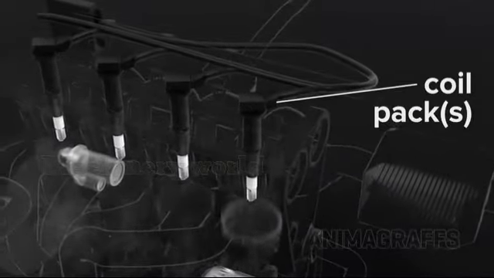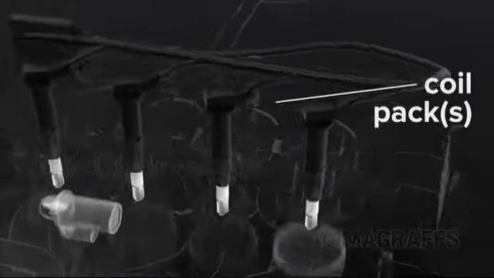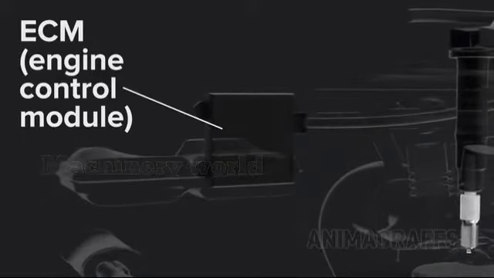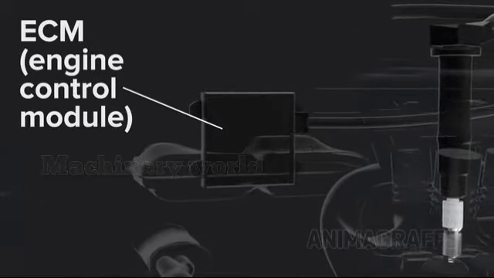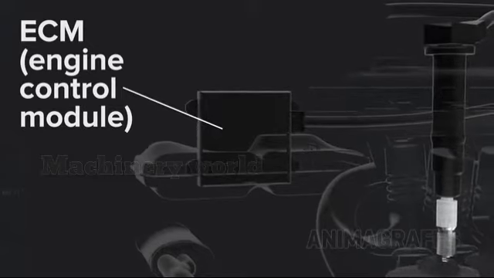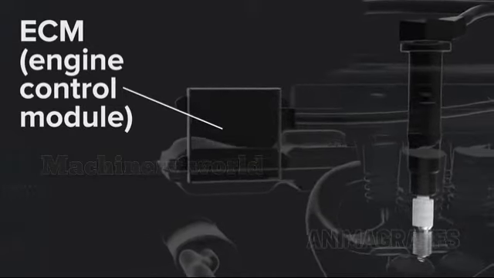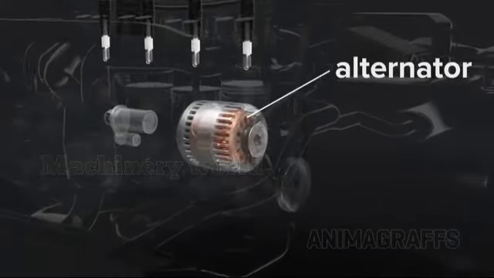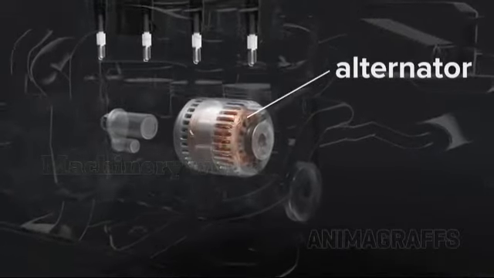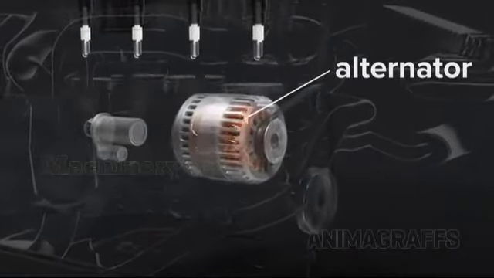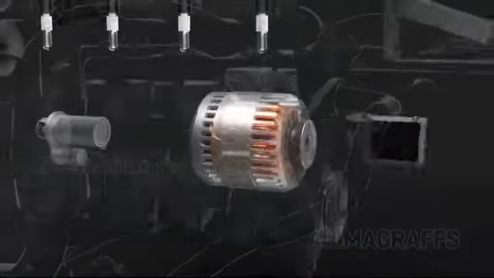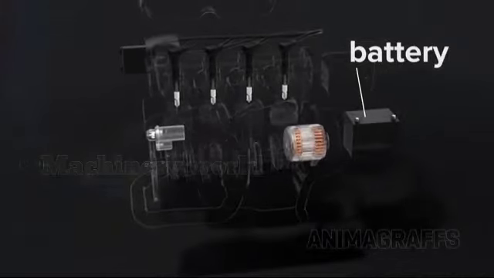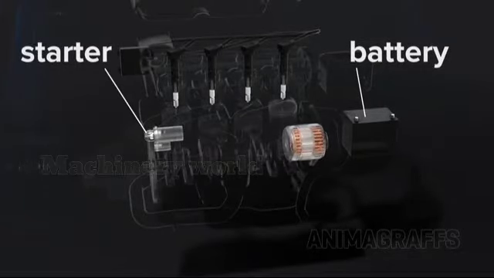The coil pack delivers electrical current to the spark plugs as directed by the ECM, or Engine Control Module. The ECM is a computer that directs many core engine functions like spark timing, valve open and close timing, air-to-fuel ratio, etc. The alternator works like a power generator, converting the engine's mechanical energy into electricity to charge the battery or run other electrical systems while the engine is running. The battery provides power to the starter for engine start.